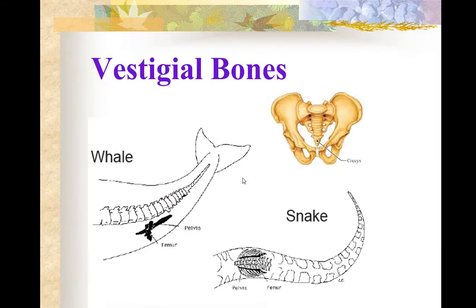So just to show you vestigial structures, a whale has the hip bones for a swivel type motion, but they use their bones for gliding through the water, transporting themselves through the water.